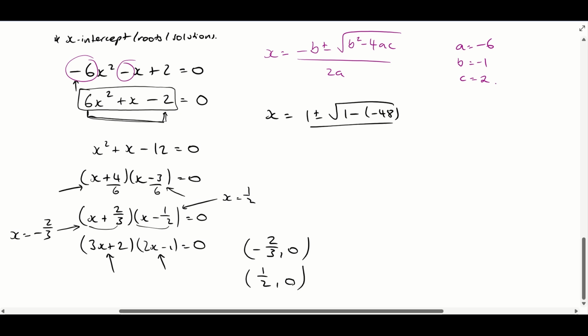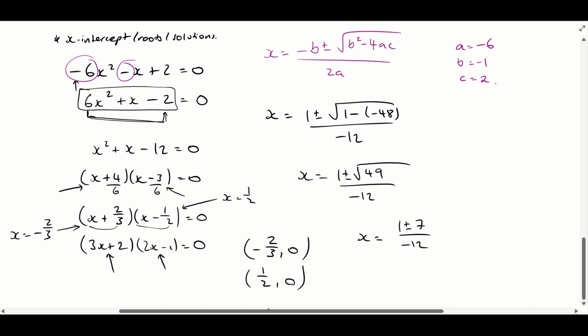All over 2 lots of minus 6 is minus 12. Okay, let's keep going here. So x is 1 plus or minus the square root of 49 over negative 12. So x is equal to 1 plus or minus 7 over minus 12.